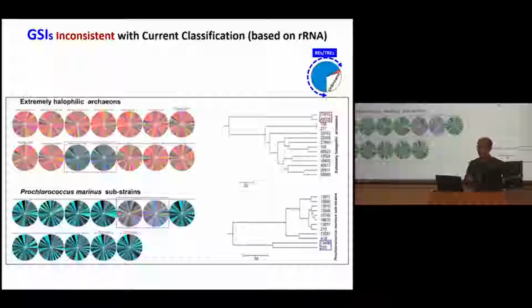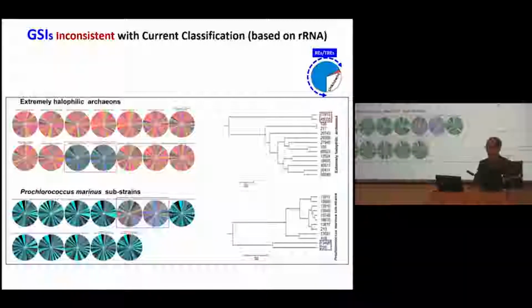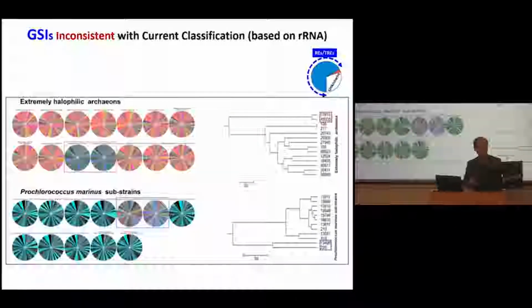This is one of the interesting findings from that repetitive element-based GSI system. Extremely halophilic archaeons are supposed to belong to the archaea domain, not the bacteria domain. But as we did genome signature imaging, we found that 2 of them have different colors, meaning they have completely different genomic profiles, even though they share a similar ribosomal RNA sequence. When we look at the entire genome based on their repetitive element profile, they were so different from the others. Same with 2 strains from Prochlorococcus marinus. The 2 are quite different, even though they share ribosomal RNA sequences.